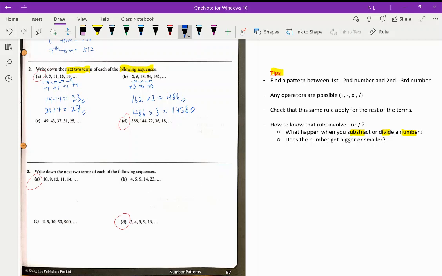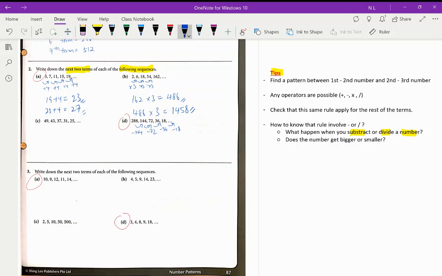So for the one in part D, before I go into anything, let's look at the number first. Is the number increasing or decreasing? That means is it getting bigger or is it getting smaller? I believe you have seen that the numbers in this sequence are getting smaller. So when it's getting smaller, I can consider minus or divide. So let's say I try minus 144, minus 72, minus 36, minus 18.